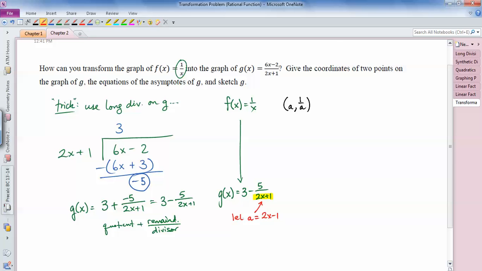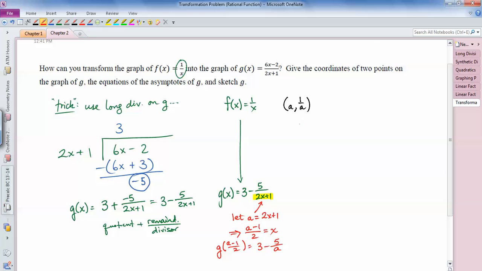So let a equal that. And then if I isolate the x, I'm going to, whoops, that's a plus 1. I'm going to subtract the 1, divide by 2, and that's my x. So therefore I get that. And now if I use substitution back into the g equation, it's g of x, which is really g of a minus 1 over 2, equals 3 minus 5 over, and in this case I've now rigged it so that the denominator is a.